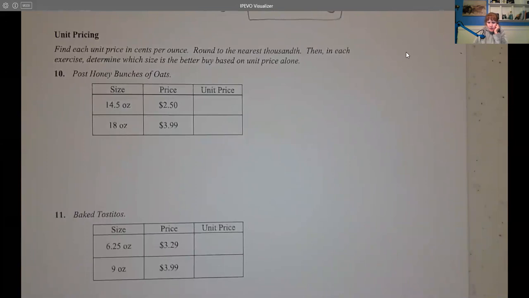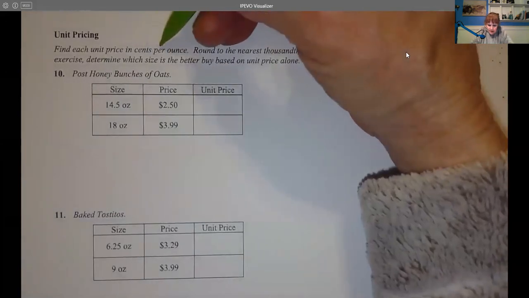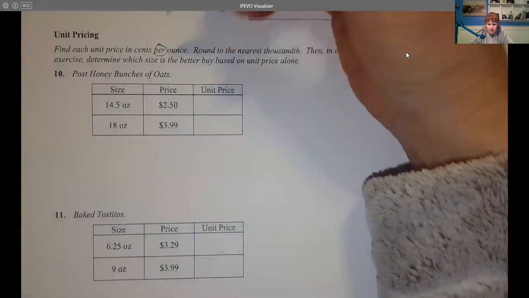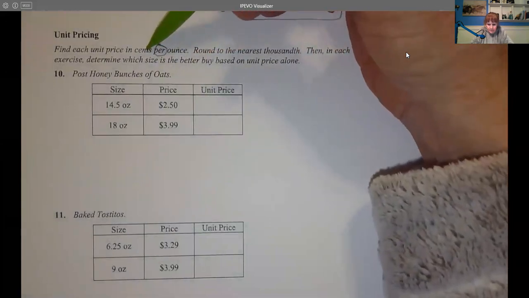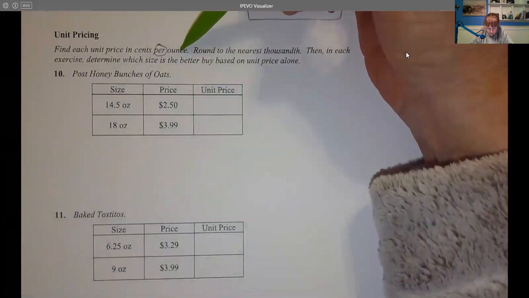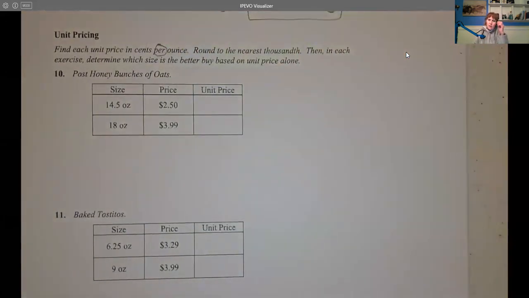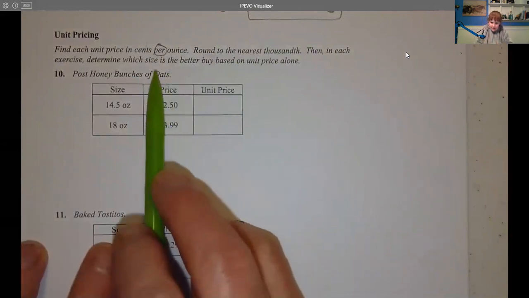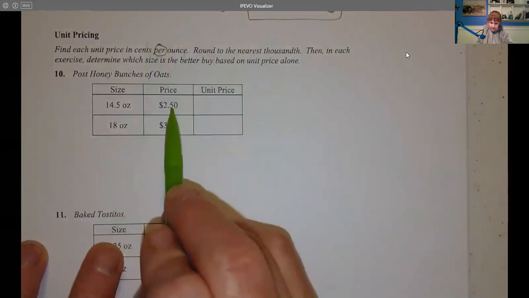Find each unit price in cents per ounce. Okay, so they want this ratio, this rate, cents per ounce. So you're going to take the number of cents and divide by the number of ounces. The reason we do this is so you can compare. They also want us to round to the nearest thousandth, which we'll do, and then we'll see which one is the cheapest. So we're going to find the cost, the cents, okay? And they want cents.